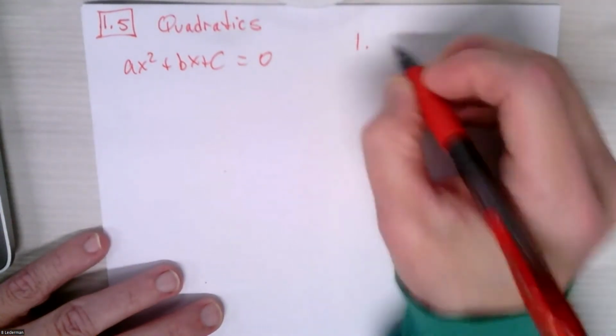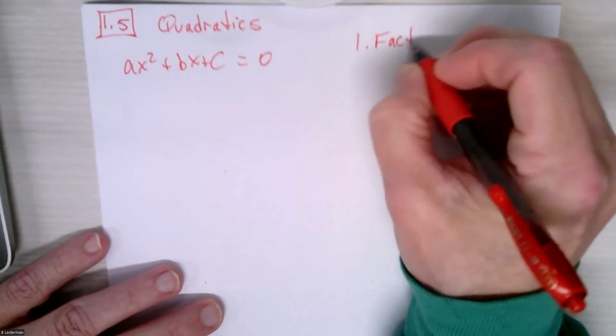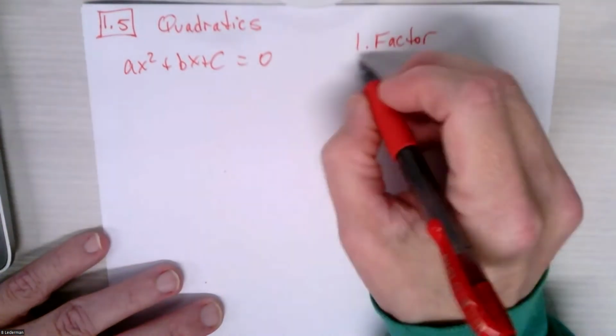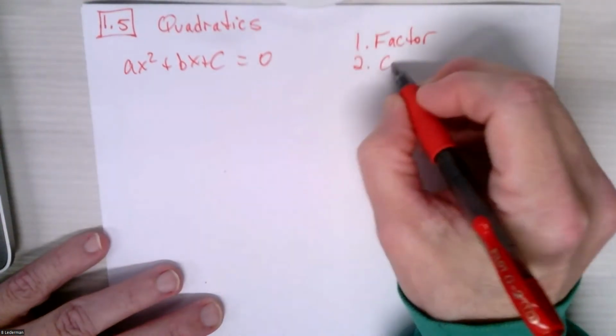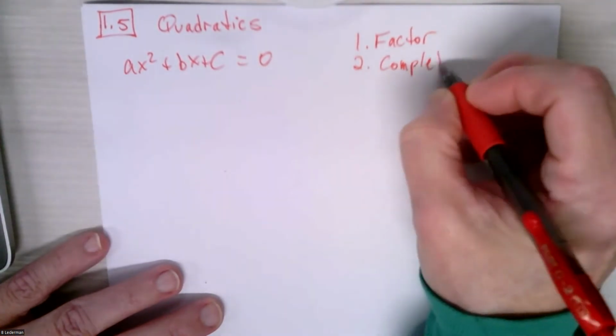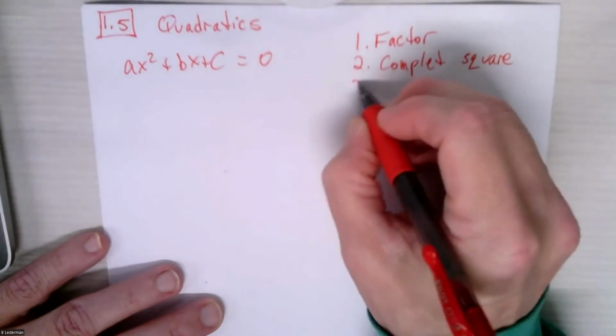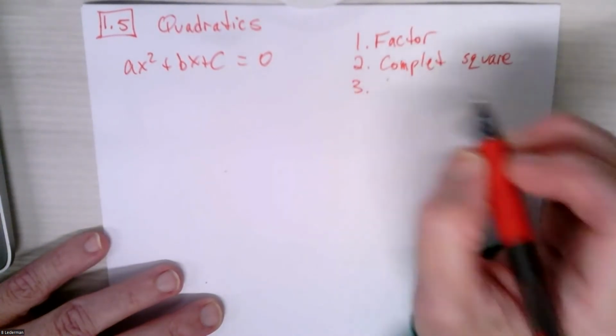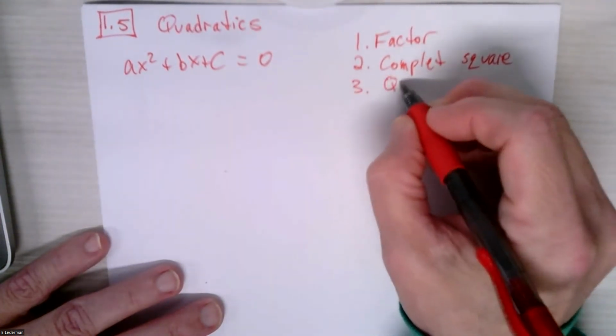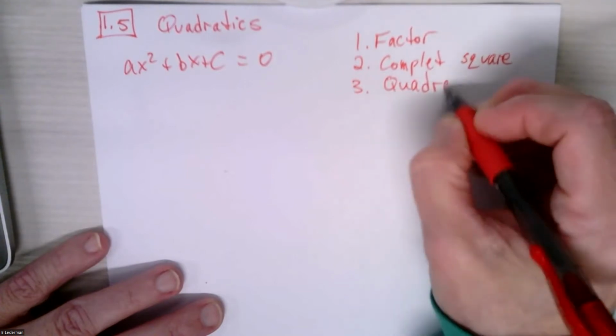So one method is to factor. I'll get into detail on that. Second method is completing the square, which I'm not going to do in this video. And the third method, this is what we feed to baby parabolas. We feed them quadratic formula.